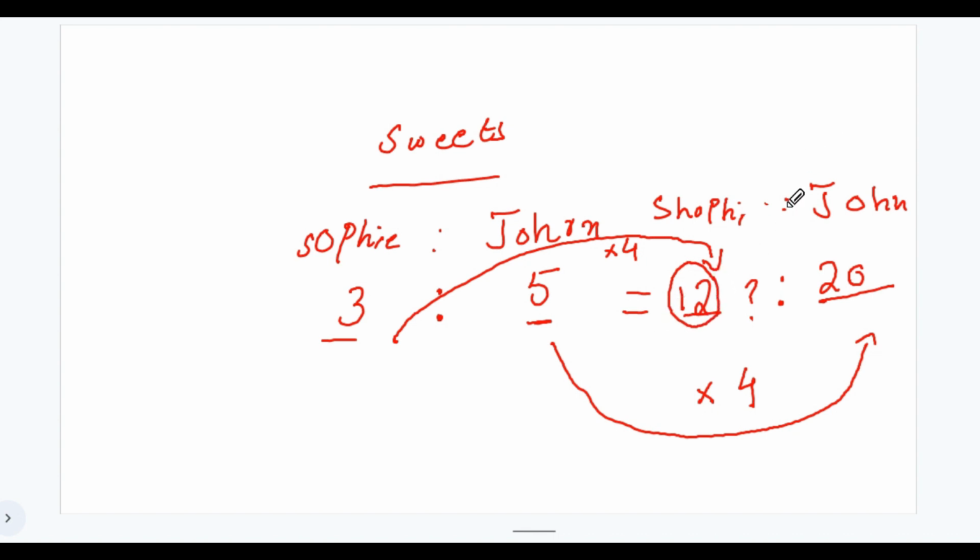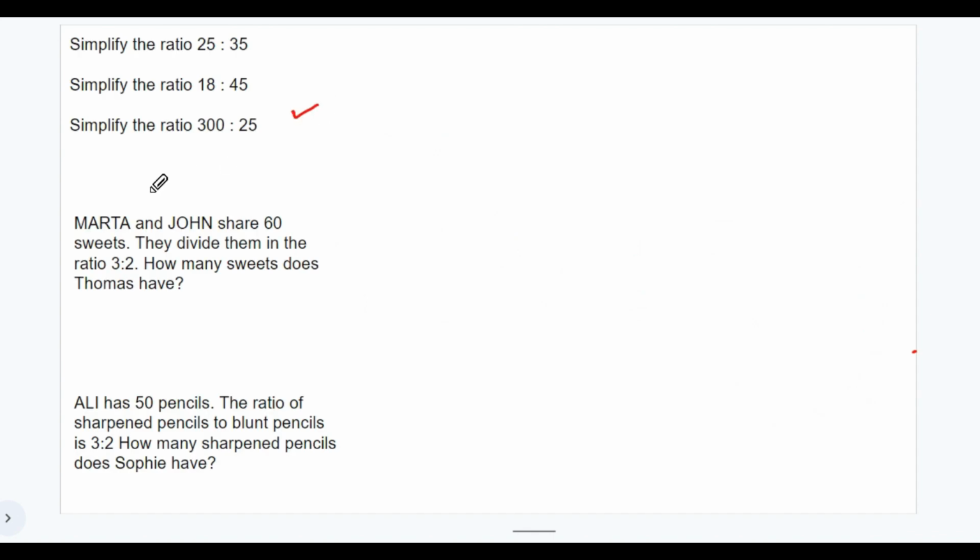Understand? So this is the way you can find out the other person's share when one person's share is already given. Okay, so now we need to solve some other questions. Look here, there are some fractions you need to simplify. For example, I'm solving this question for you, 300 ratio 25. Again, what is this? The same thing like your fraction. The same way you have been simplifying fractions, you have to apply over here. There is 0 at the end and there is 5 at the end.